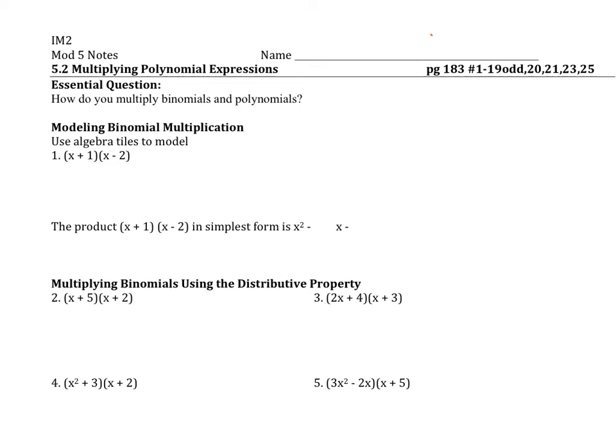So algebra tiles kind of move past. Some of you guys have said you didn't like those, so I'm just going to go into showing you the steps of it. If you want to show algebra tiles, ask me in class and I'll show you that as well. So we have x times x, which is x squared, x times negative 2, which is a negative 2x, 1 times x is x, and then 1 times negative 2 is a negative 2. Combine our like terms, so we have those two terms right there. So we get x squared minus x minus 2. So the product of x plus 1 and x minus 2 in simplest form is x squared minus x minus 2.